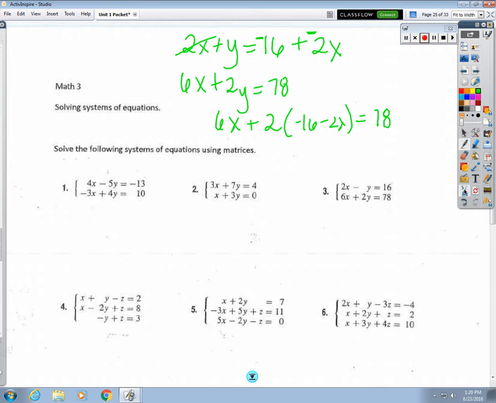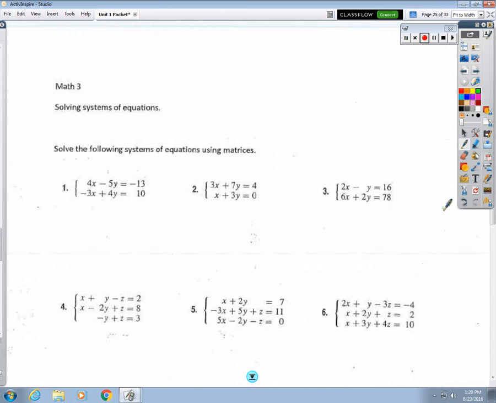And then the third way that we learned, which we're definitely not going to do, is graph it. Couldn't you take each of those equations and put them both in y equals mx plus b form and graph them? And where they cross each other would be the solution. So no matter which way I do it, you get the same answer.